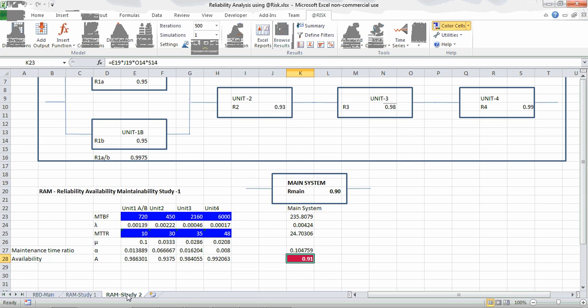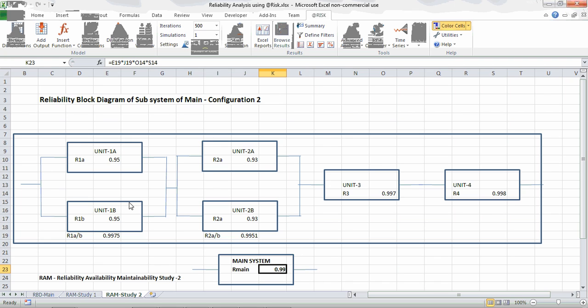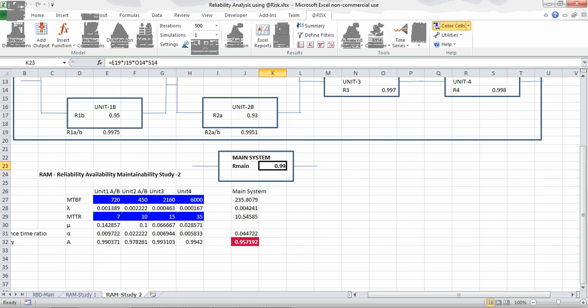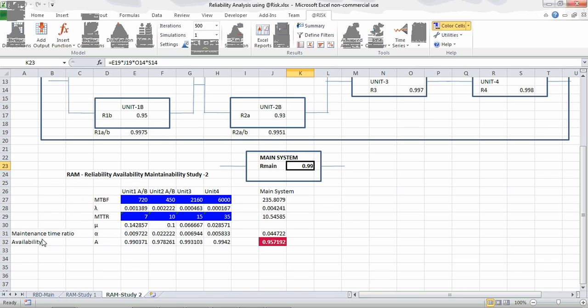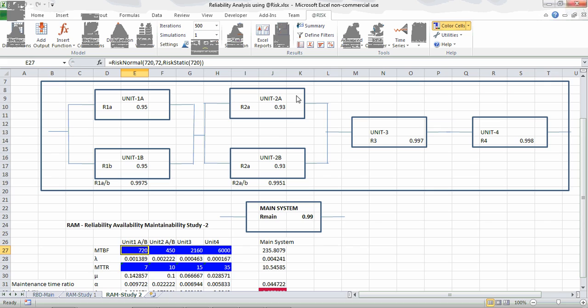Similarly, for RAM study 2, I've made a table here where you have the MTBF, lambda, MTTR, mu, alpha, and availability. That is maintenance time ratio. Alpha is the maintenance time ratio. And I've chosen the unit A, B values of 70, but the mean time to repair is 7 because they are in parallel. Similarly, the mean time to repair for unit 2 is also reduced to 10.